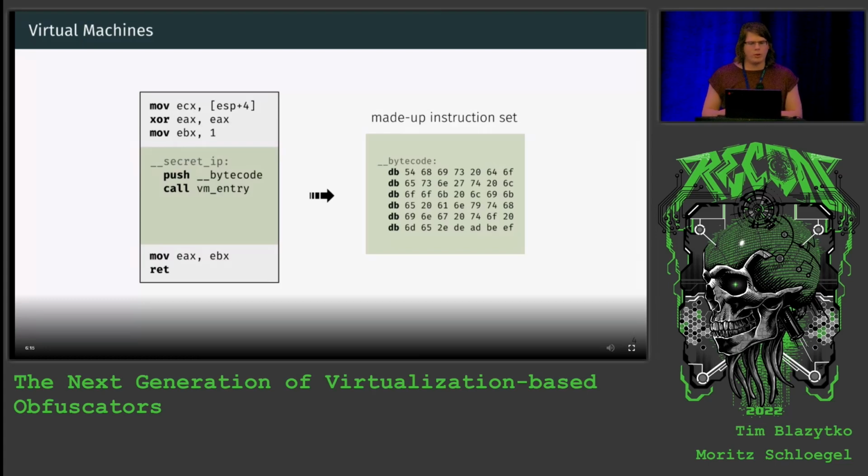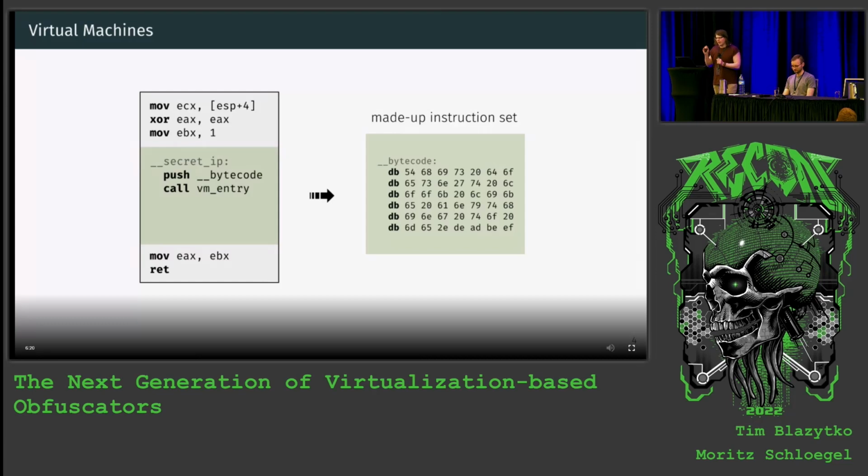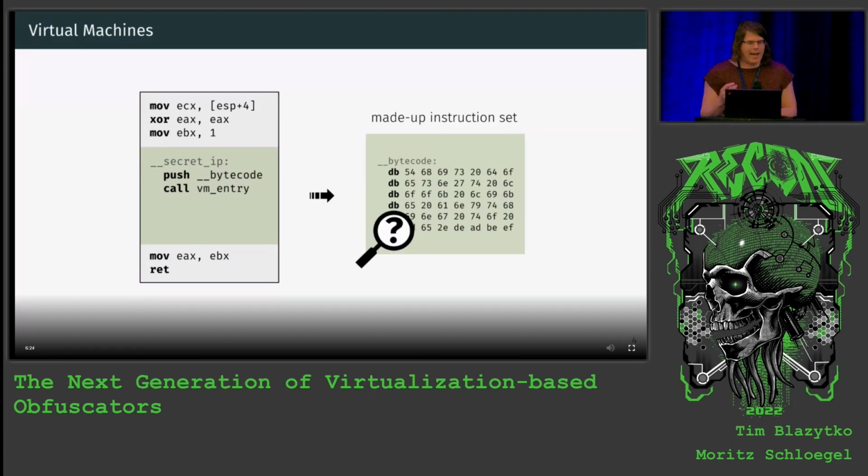If we now want to analyze or reverse engineer the obfuscated code, we look at a random sequence of bytes, which doesn't make any sense for us. Well, we can't disassemble it, we don't understand it, we don't even know if it's code or data, since it's just something which your IDA doesn't know.